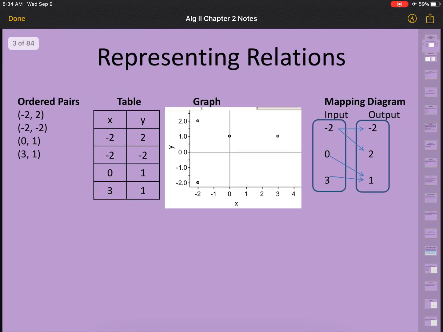So there are 4 different ways we could represent a relation. The first one is through ordered pairs. So these are just normal points that are in ordered pair format, or x value and then y value. The table is just a table of values with x having a column and y having a column. The graph is just a normal old coordinate grid graph with the points or ordered pairs graphed on them. And the mapping diagram is just a diagram where we have input values and output values, and we draw a map or arrows from each input value to each output value.